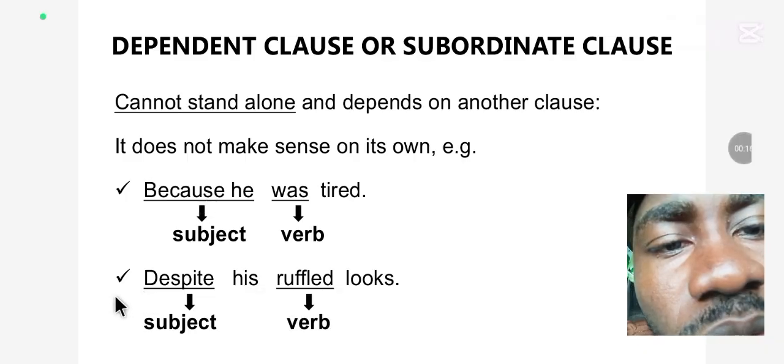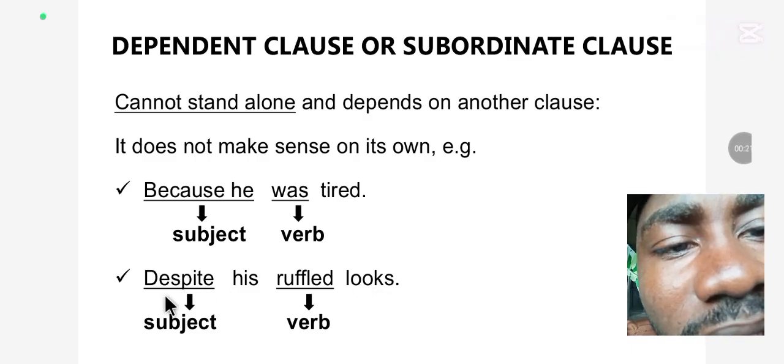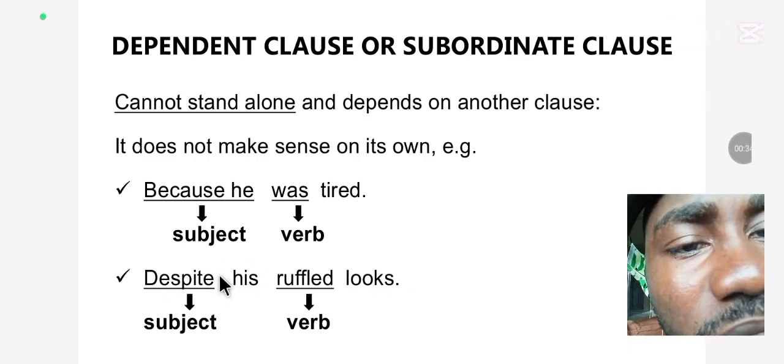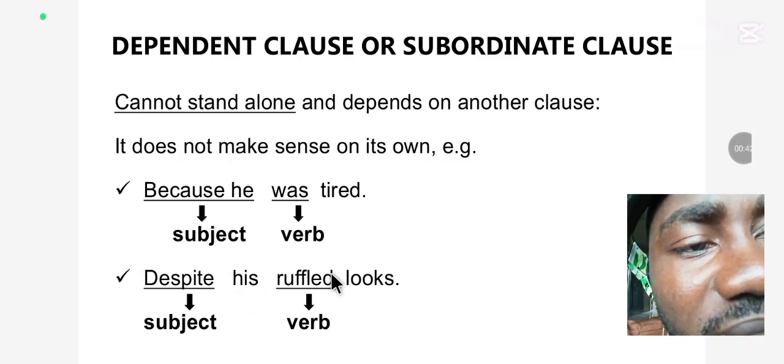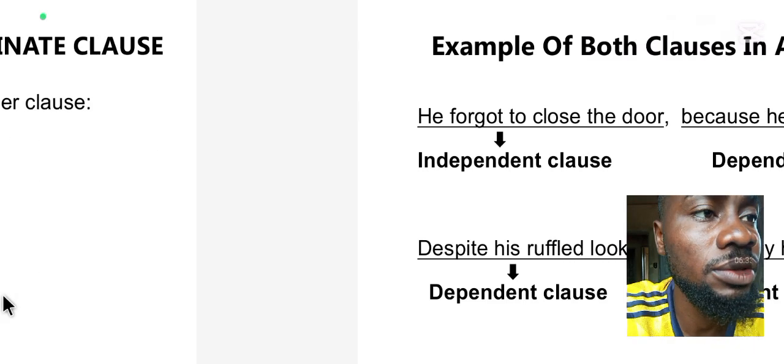Let's also look at this example. Despite his ruffled looks. Despite his ruffled looks. The subject here is despite his. Then the verb here is ruffled. Ruffled is the verb.